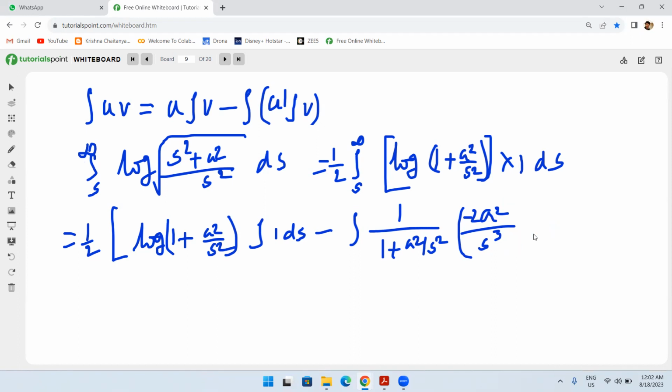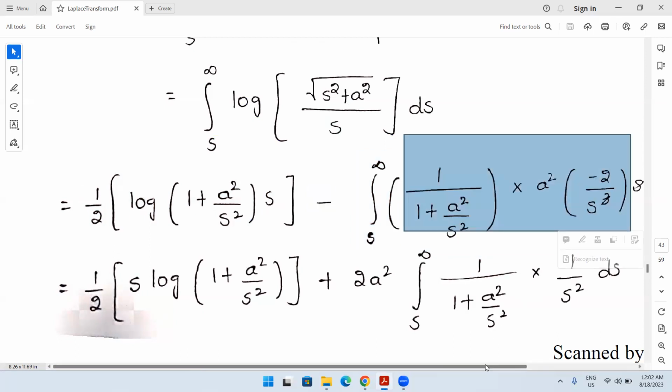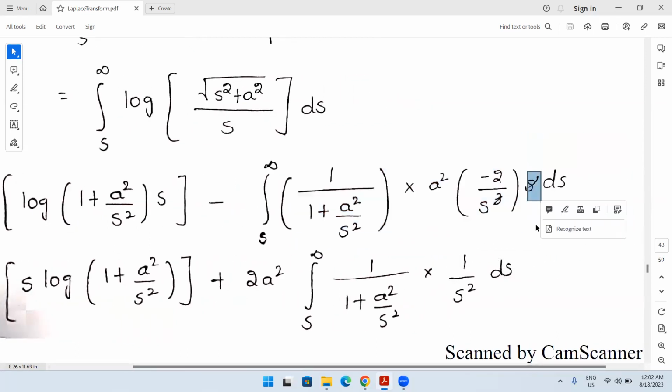So we get v integration also now. Just now we did only u dash and the integration of v, integration of 1 ds. This is what we got: log (1 plus a square by s square) as it is here, 1 by 2 outside, into 1 integration is s, minus, infinity. This is the derivative we just now did, into 1 integration is s, ds.